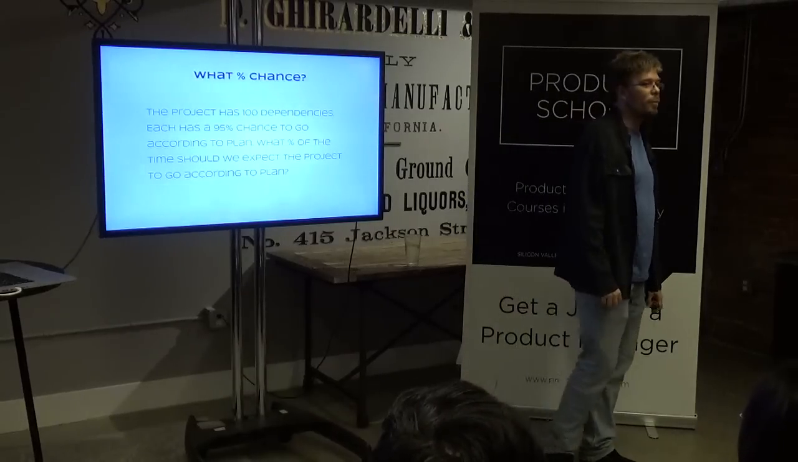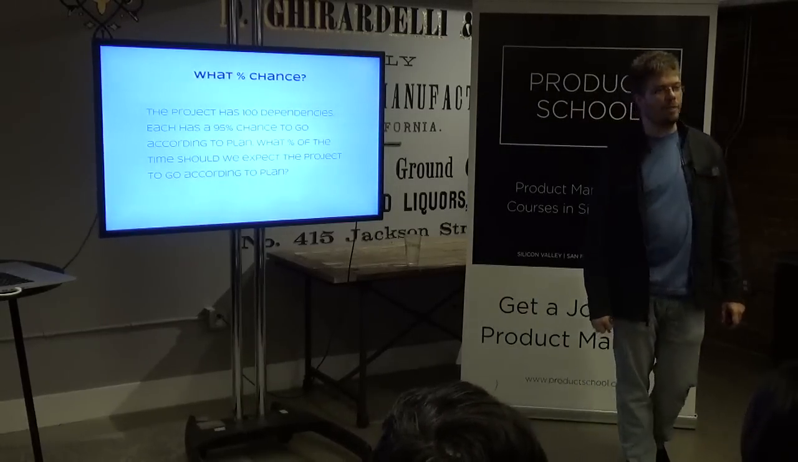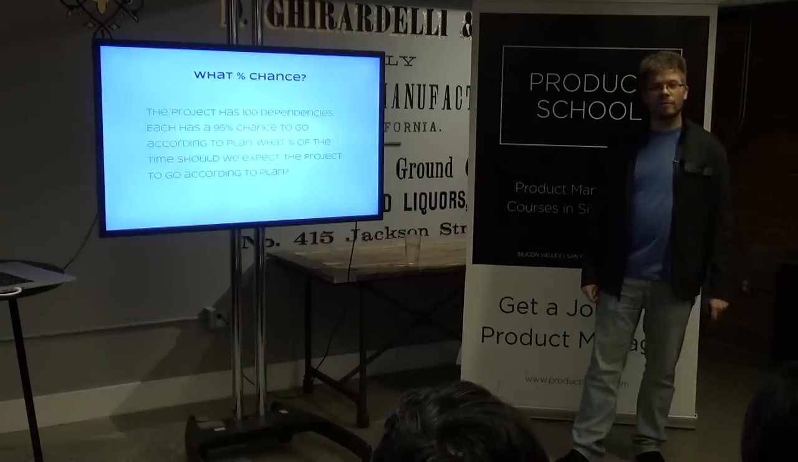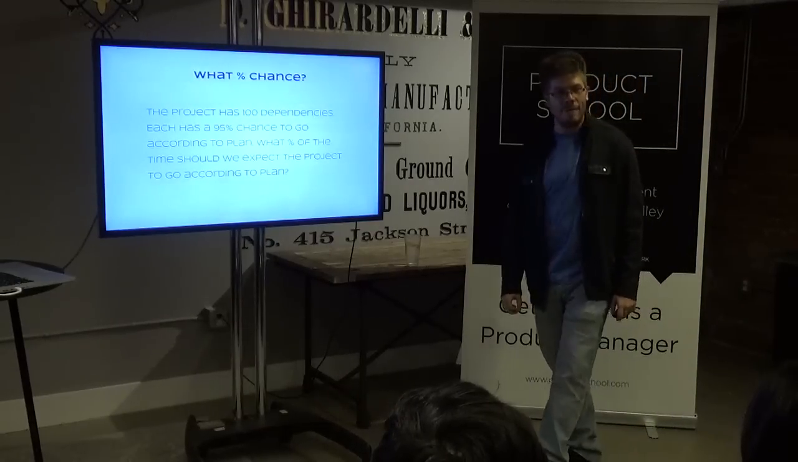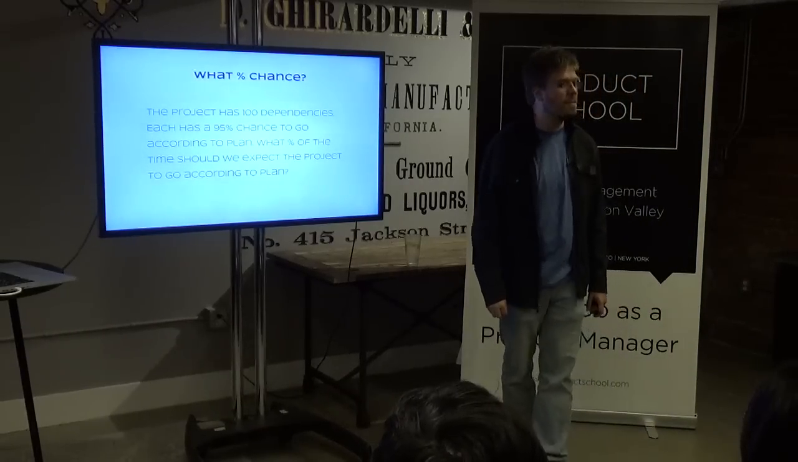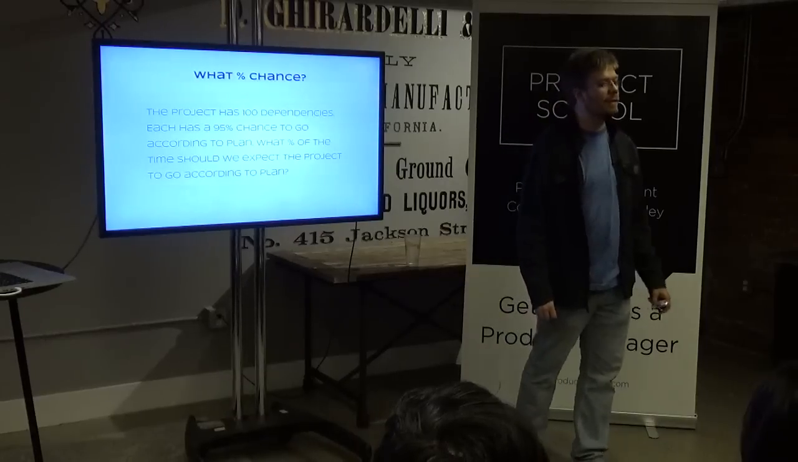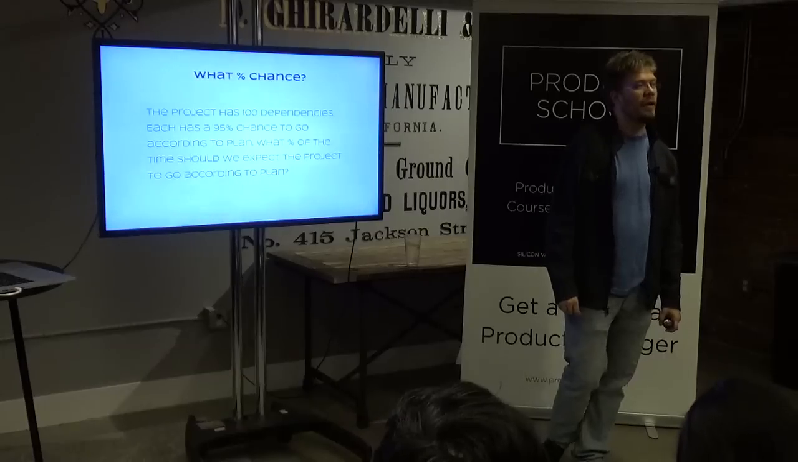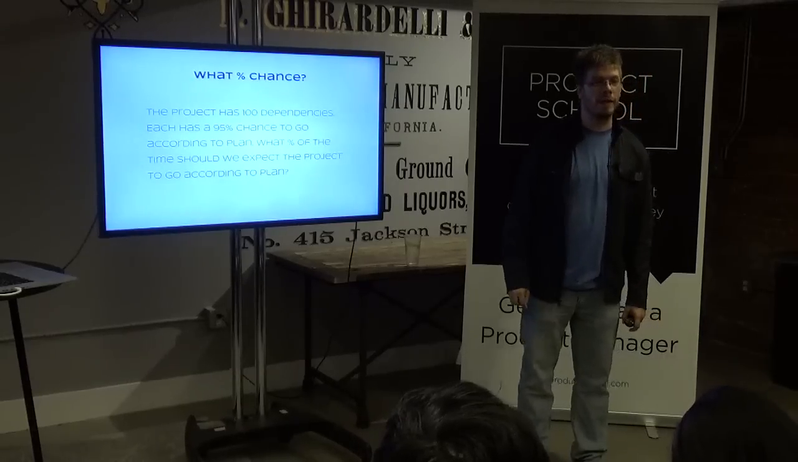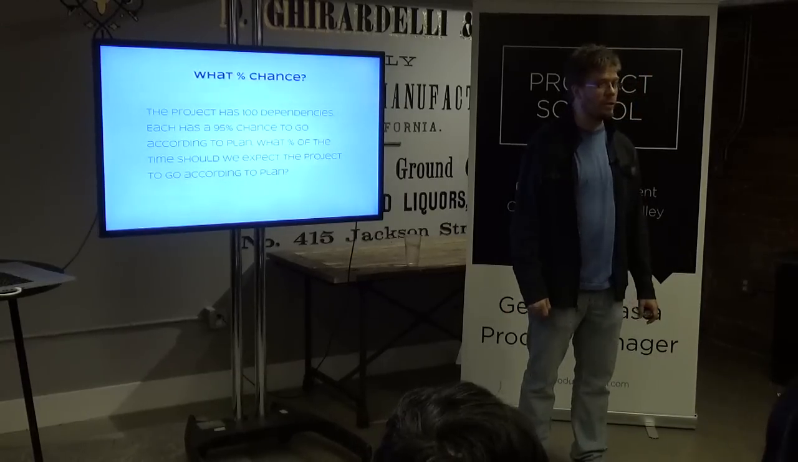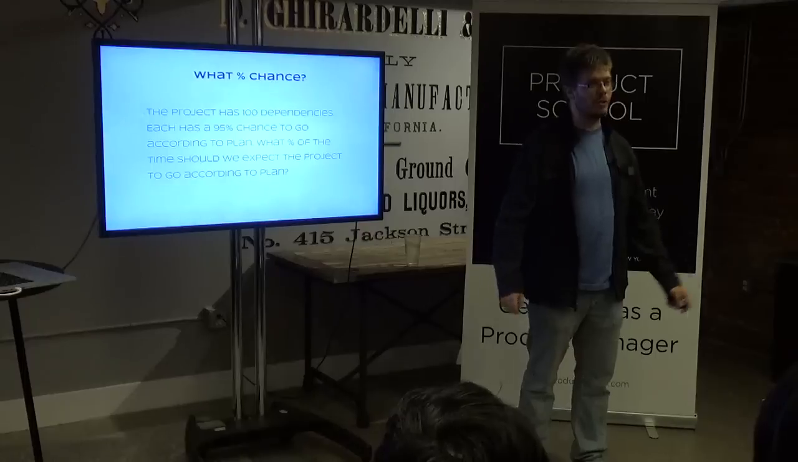Fabulous. All right. So the project has 100 dependencies. Each of those 100 dependencies has a 95% chance to go according to plan. What are the odds that the project will go according to plan and that all of the dependencies will go correctly? This is obviously another one where the tool in your hand could solve this very easily, but please just use your estimation.